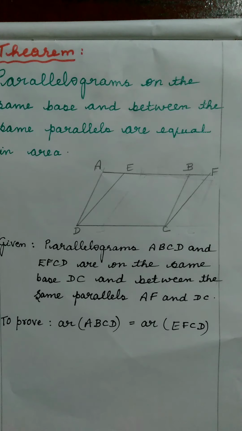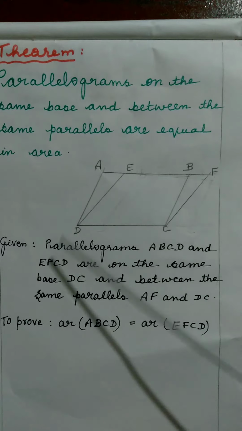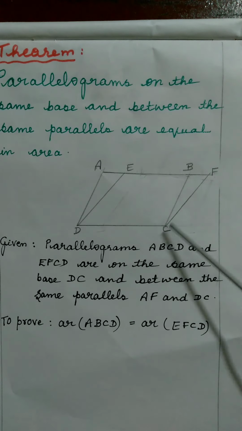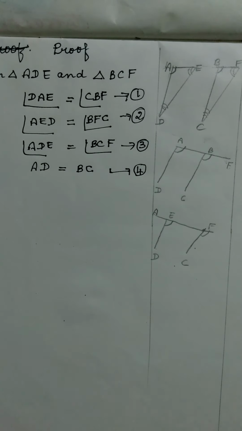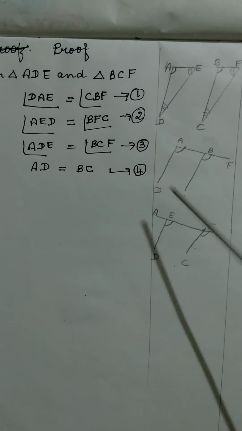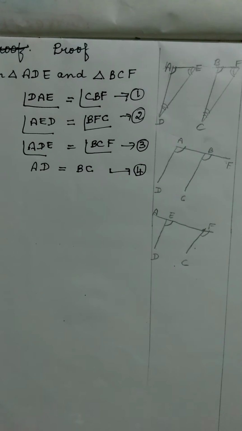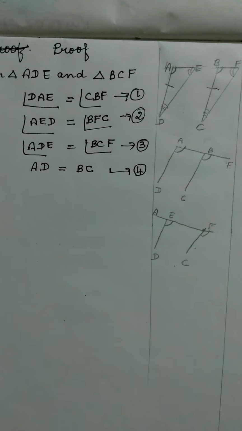Now, look into the main figure ABCD parallelogram. We know that in a parallelogram, opposite sides are equal. Therefore, in a parallelogram ABCD, AD is equal to BC. And in the step proof, it is written as AD is equal to BC. Consider that as equation 4 and mark AD is equal to BC in two triangles.